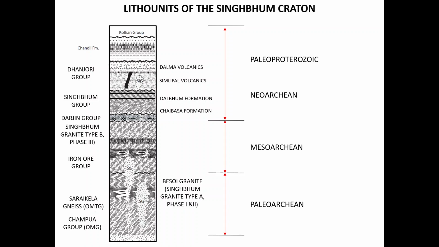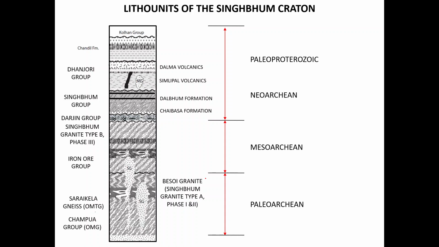So, if we look at the Archean part, then in the base, the lowermost unit is the OMG or older metamorphic group, which is also known as the Champua group because of its location in the Champua area. It is overlain by Saraikela gneiss, also referred to as older metamorphic tonalite gneiss. Then there is the third one, which is known as the Besoi granite, also referred to as Singhbhum granite type A, which is phase 1 and phase 2.